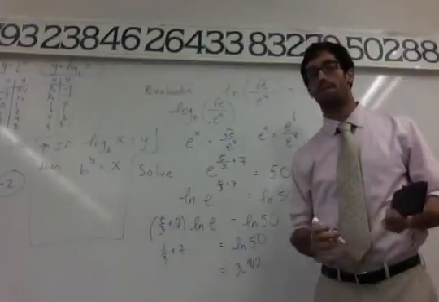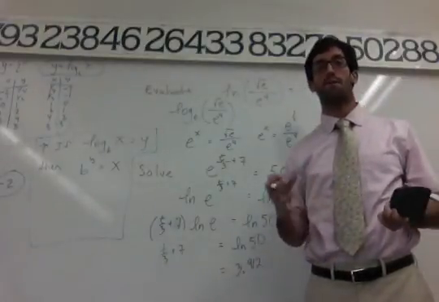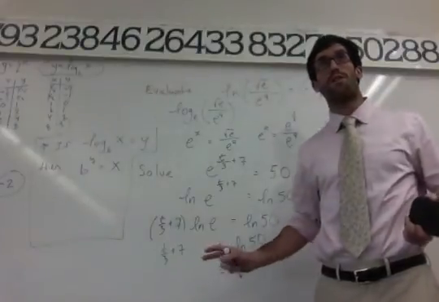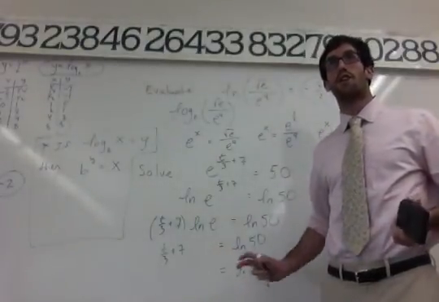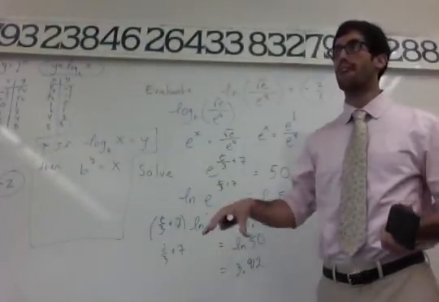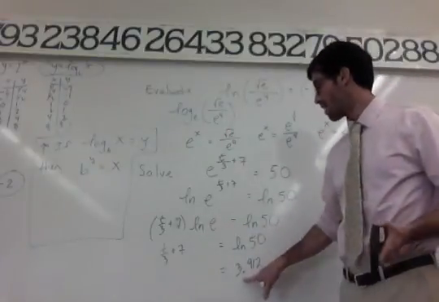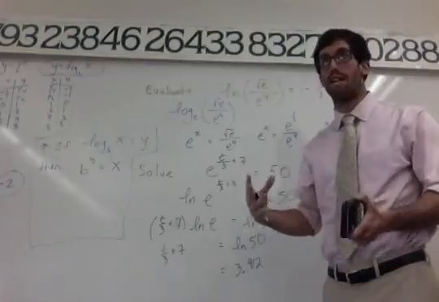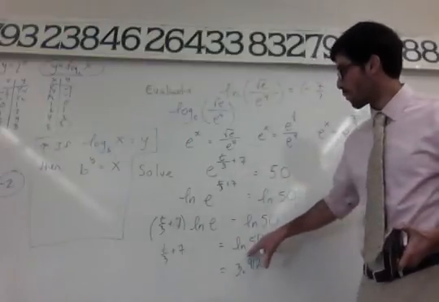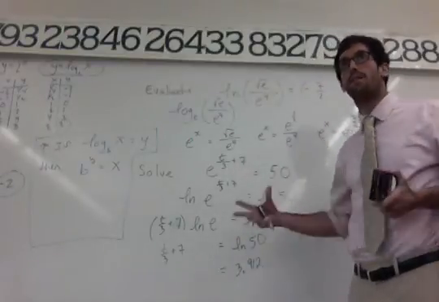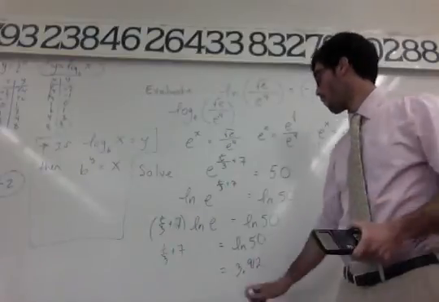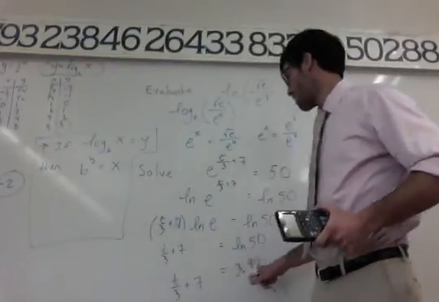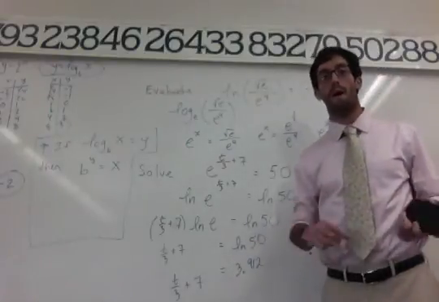Kind of makes sense because e is about 2.7, which is a little bit less than 3. So 3 to the 4th would be 81. 3 to the 3rd would be 27. So it makes sense that the number is between 3 and 4. If we let e be about 3, then e to what power is 50? Well, 3 point something. So we have t over 3 plus 7 equals this. And now it's a pretty basic problem.